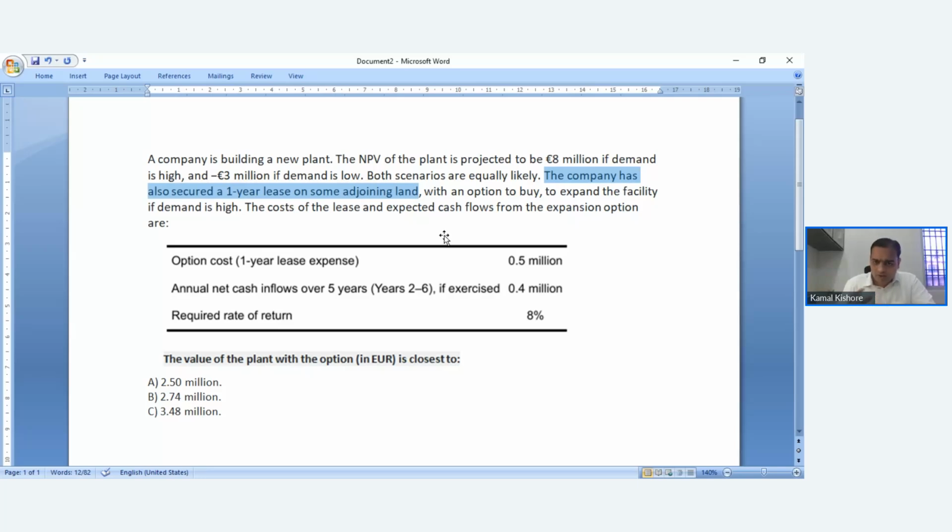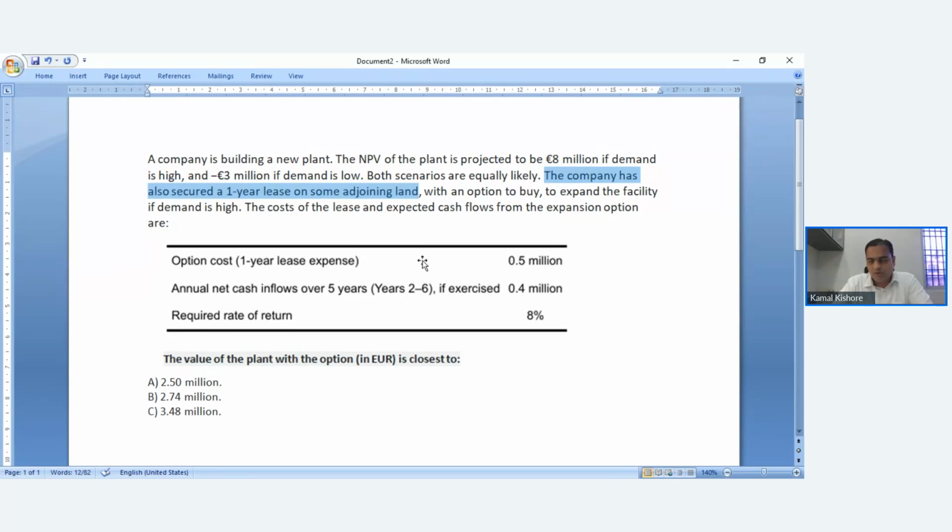So today, without expanding, your NPV is expected to be 8 million if your demand is high, and negative 3 million if demand is low. Obviously, only if your demand is good, you're going to expand. So they're giving the cost of such lease and expected cash flows from the expansion as under.